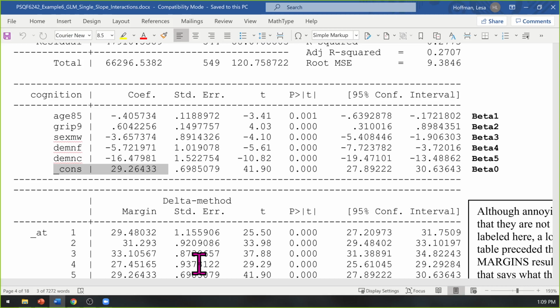So I would say that is the predicted outcome or expected outcome, something along those lines, because it's not exact, but it's a prediction from a model. And it is when all of the predictors are 0. That's what a fixed intercept is.